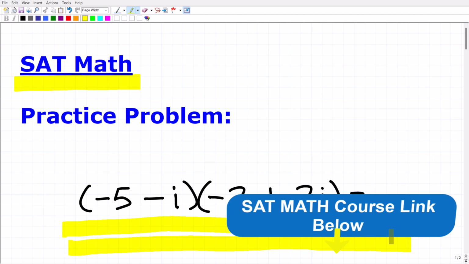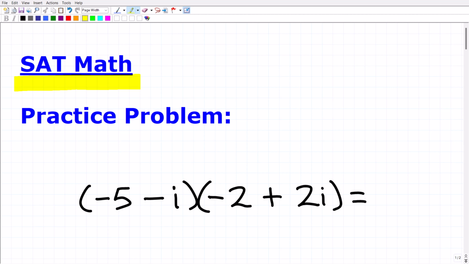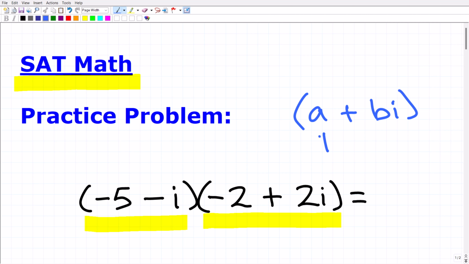All right, so let's go ahead and get into this. So we are multiplying two complex numbers, so we have a binomial here and another binomial here. So remember, complex numbers have the form of a plus bi. So a here is the real number component, and this bi is the imaginary number component, and that makes up a complex number. So we're multiplying two complex numbers here.